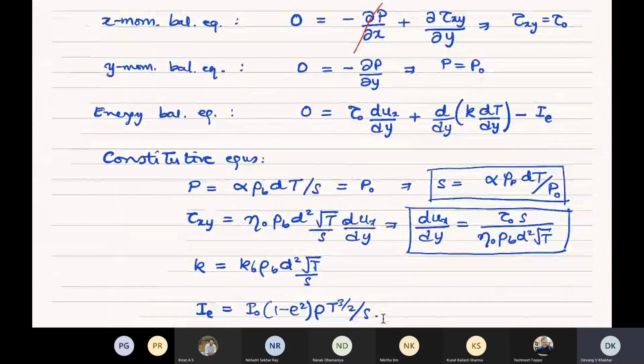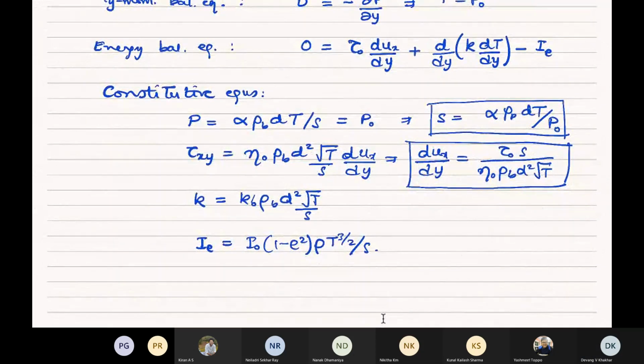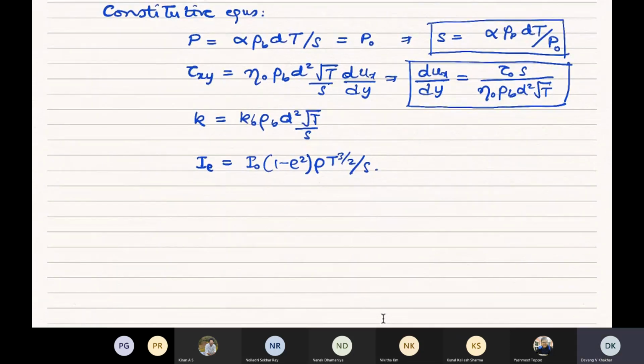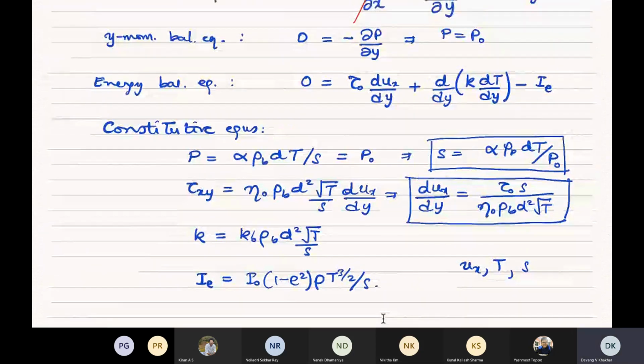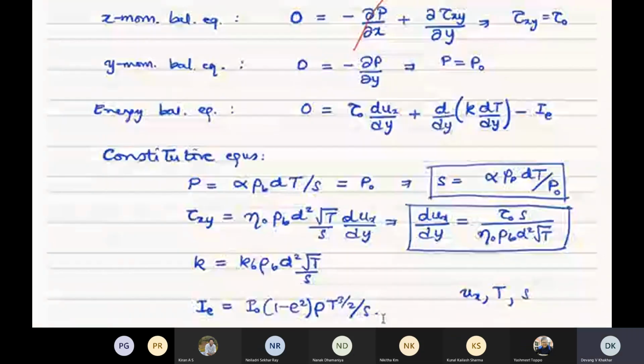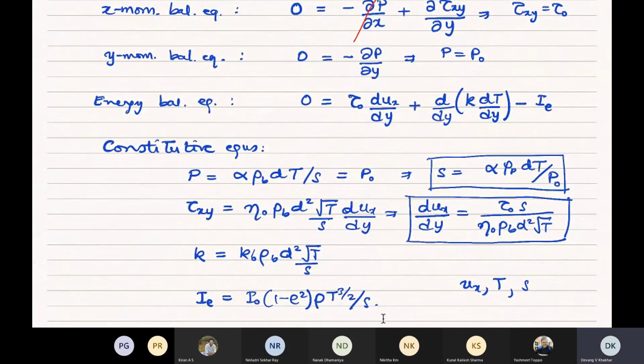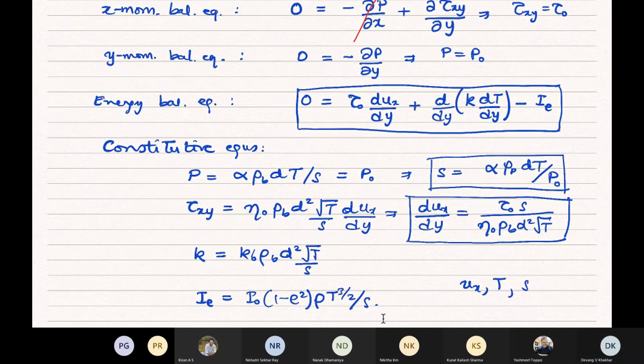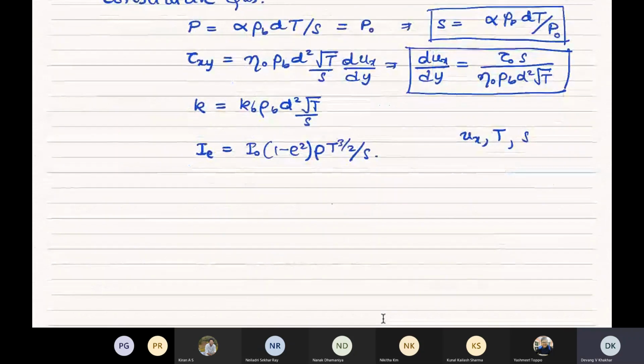So if we look at all these equations, we can see that the unknowns are ux, T, and S. These are the three unknown quantities, and then we essentially have three equations: one is the energy balance equation, and then we have two more equations which come from the constitutive relations. So you can substitute for S and dux by dy in this using these. We will use this to essentially solve in the next class.